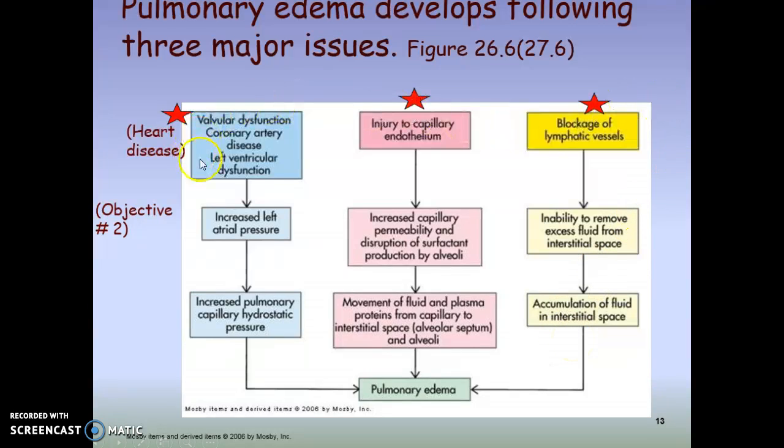So all 3 of these, if you have a question, what is the mechanism? What are the 3 mechanisms? What are the 3 major issues that lead to pulmonary edema development? All right, this is your answer.